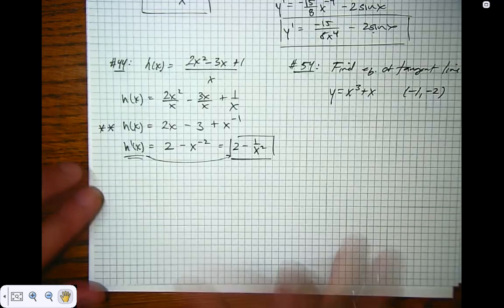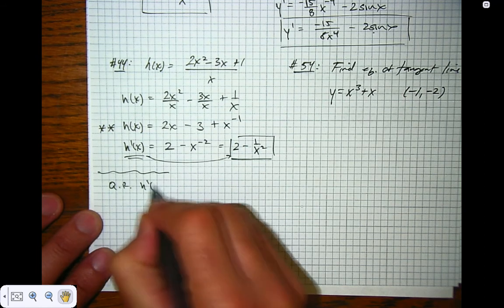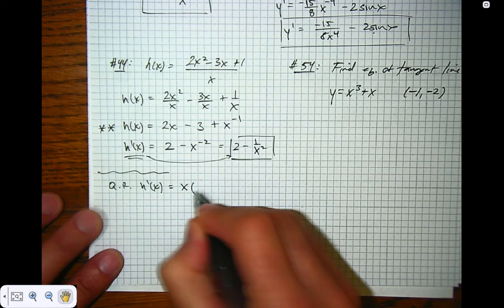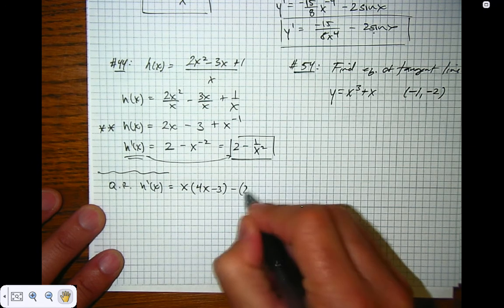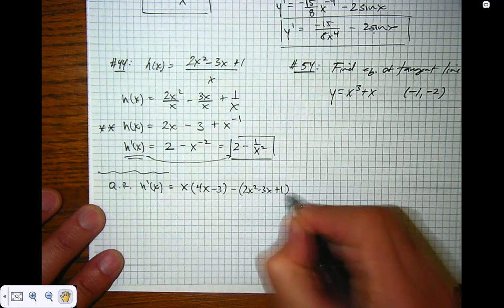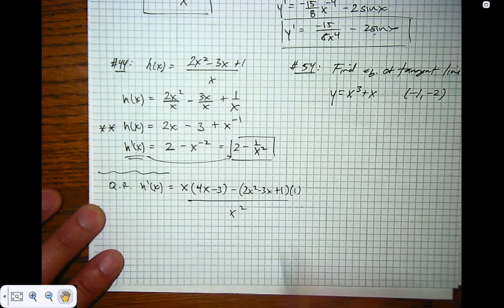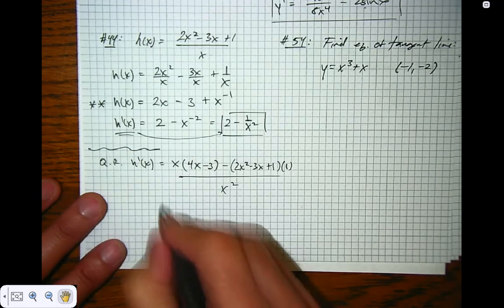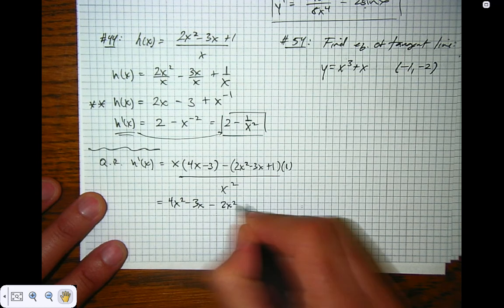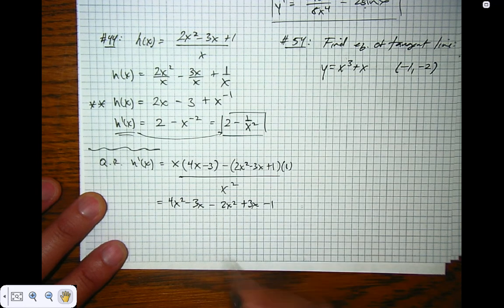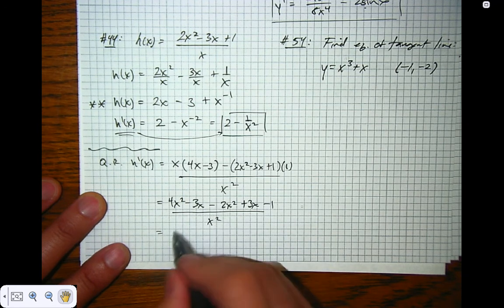Okay, now what if you did the quotient rule? So if you tried the quotient rule, you would say this is low d high, which would be 4x minus 3, low d high minus high d low, which is just 1, all over low squared. Okay, if you simplify that, you have 4x squared minus 3x minus 2x squared plus 3x minus 1 all over x squared.